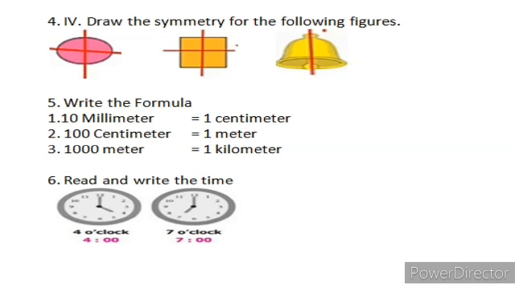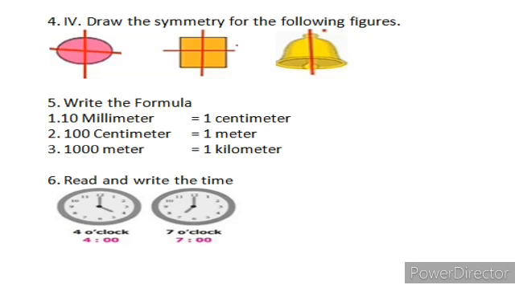Question number 4. Draw the symmetry for the following figures. You have to draw one symmetry line or two. Make the images correct. So they given first oval, so I can draw two symmetry lines. Next they given square, so this also we can draw two symmetry lines. Bell, you can draw only one symmetry line.